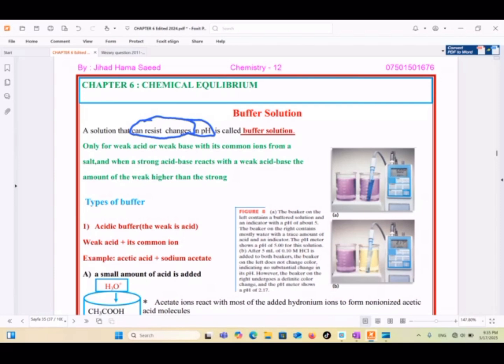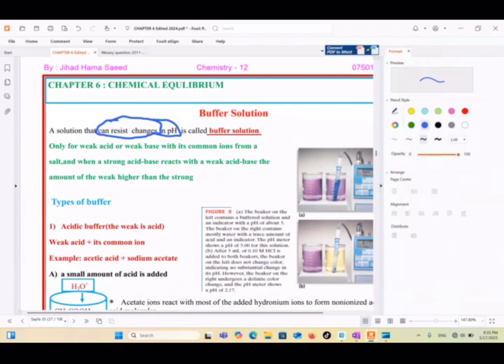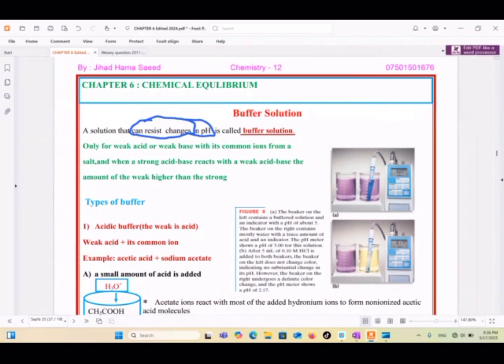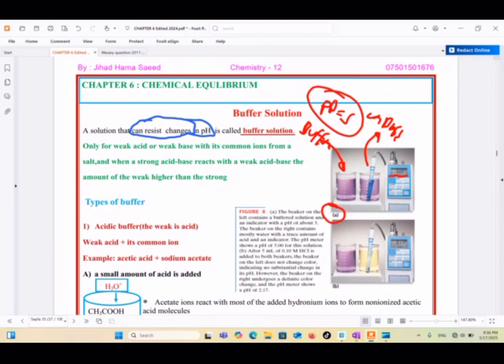From figure 8, it appears that the differences between buffered and unbuffered solution can be observed. What are the differences? Guys, in part A, here we have got two solutions. The first one to the left is a buffered solution, and the other to the right is an unbuffered solution. Both solutions have a pH value of 5, as it's written here. The pH of both solutions are 5.